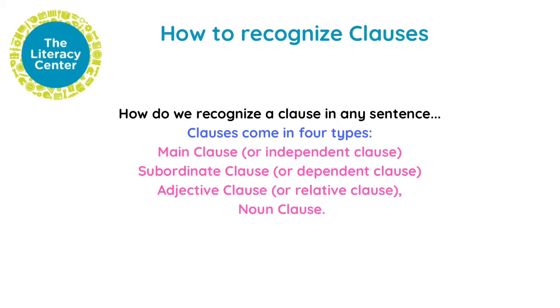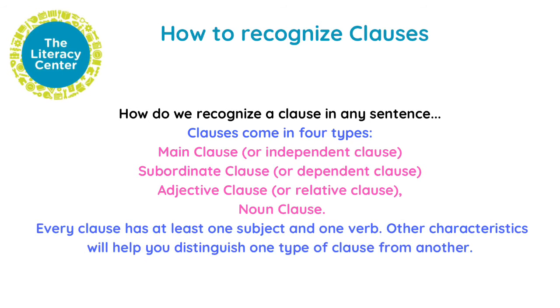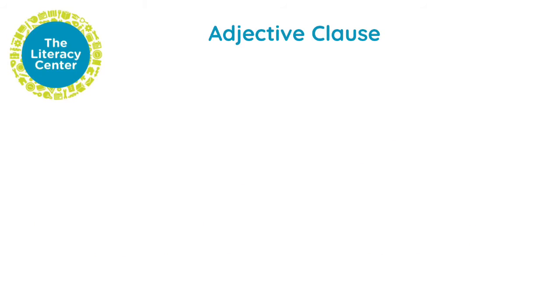Main clause, or we also call it independent clause. Subordinate clause, we also call it dependent clause. Adjective clause, or also known as relative clause. And last one is noun clause. Every clause has at least one subject and one verb, and other characteristics will help you distinguish one type of clause from another. So in today's tutorial, we will be talking about adjective clause.